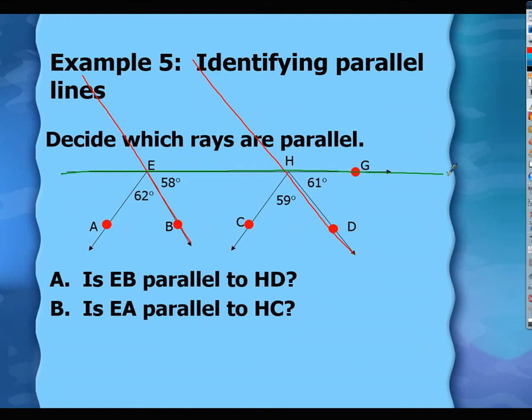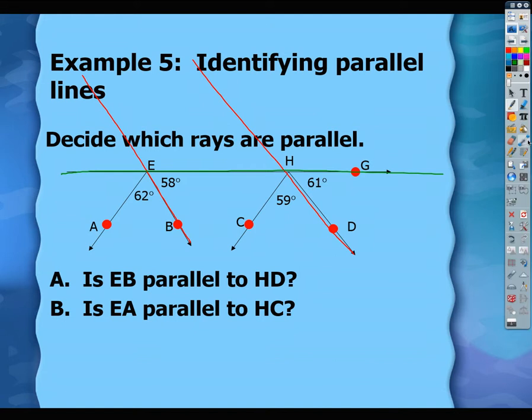So if the red lines are the two lines that are cut by the green transversal, how would you describe the 58-degree angle and the 61-degree angle? Yeah, they're corresponding, aren't they? Those are corresponding angles, and in order for the red lines to be parallel, what would have to be the relationship between the corresponding angles? The measures would have to be equal, wouldn't they? And they're not. So the red ones are not parallel, are they? Well, what about, let's extend maybe these rays.